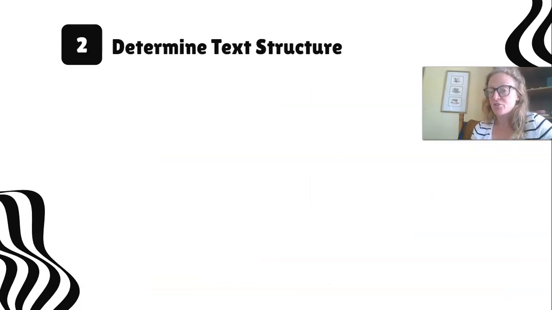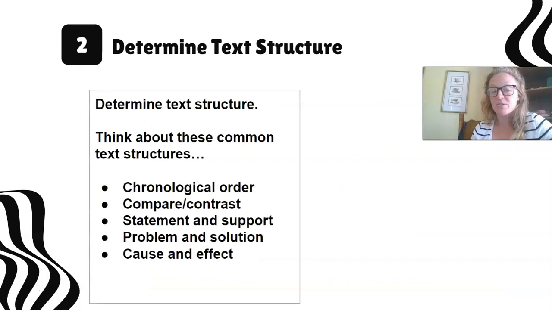Then we're going to think about the structure. How is this text structured? So like I mentioned earlier, we've learned about a few different text structures. For example, compare contrast, problem solution, chronological, statement support. These are all examples of text structures. There's more than just this list, and sometimes you'll read an article that has more than one structure, and that's okay. But let's think about this article that we just read.